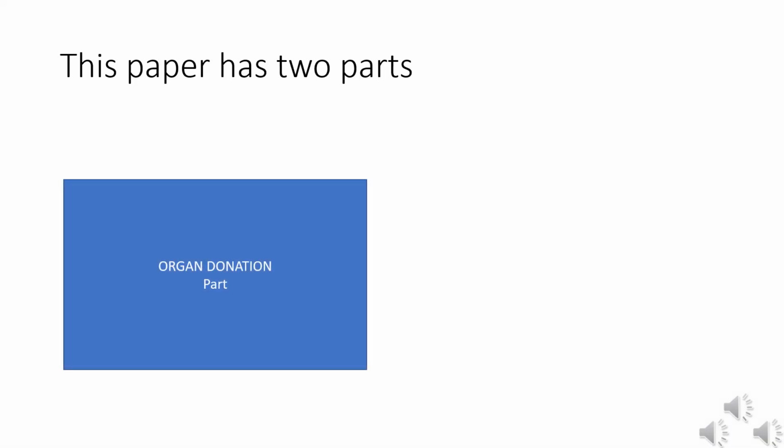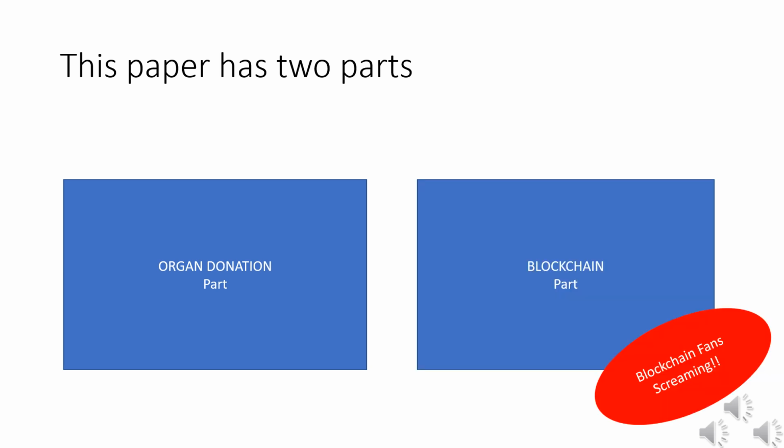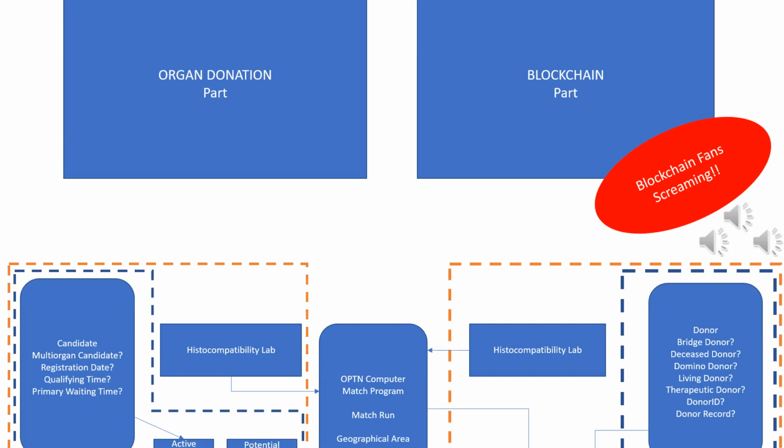This paper can be divided into two parts. The first part talks about the organ donation process, and the second part, just ignore that, talks about blockchains and how a blockchain-based organ procurement and transplant system will work.